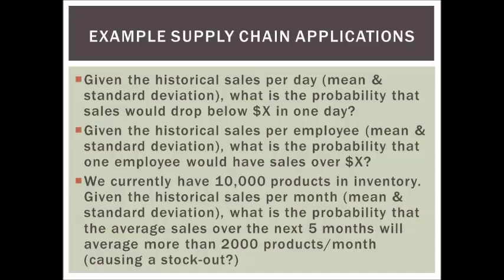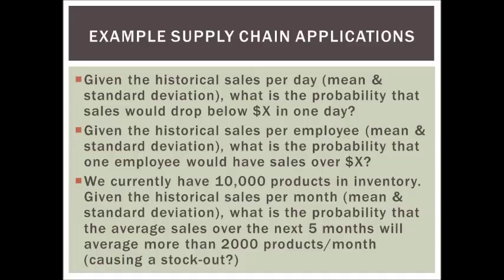Well, I very quickly knew that the 2,000 products per month is an average. So we've been averaging 2,000 products a month, which means that some months we might have fewer sales and some months we might have greater sales. So in actuality, we had a 50% probability of stocking out over the next 5 months.